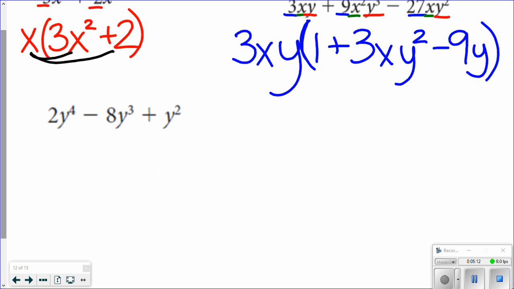I want you to try this last one on your own: 2y to the fourth minus 8y cubed plus y squared.